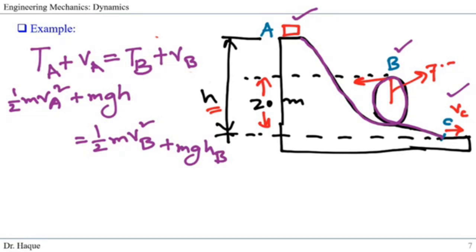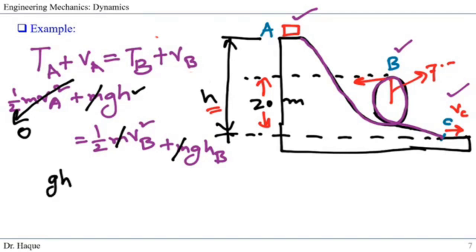So in this equation, what are the things that we don't know? We know that the box starts from rest, so VA is 0, which means this term becomes 0. We are looking for H, and we know the mass is M. Normally it will be cancelled out from both sides. If we divide both sides by M, it will be cancelled out, so we'll be left with gH.